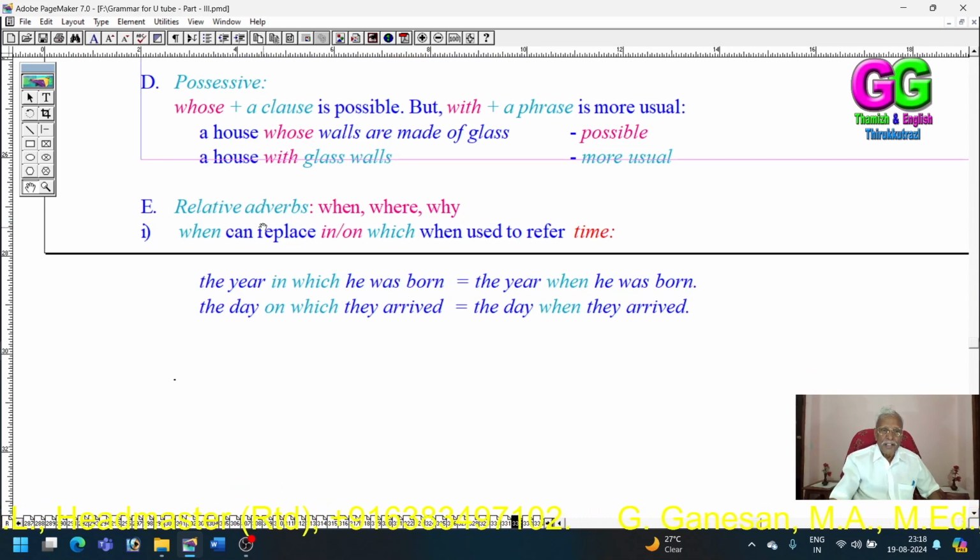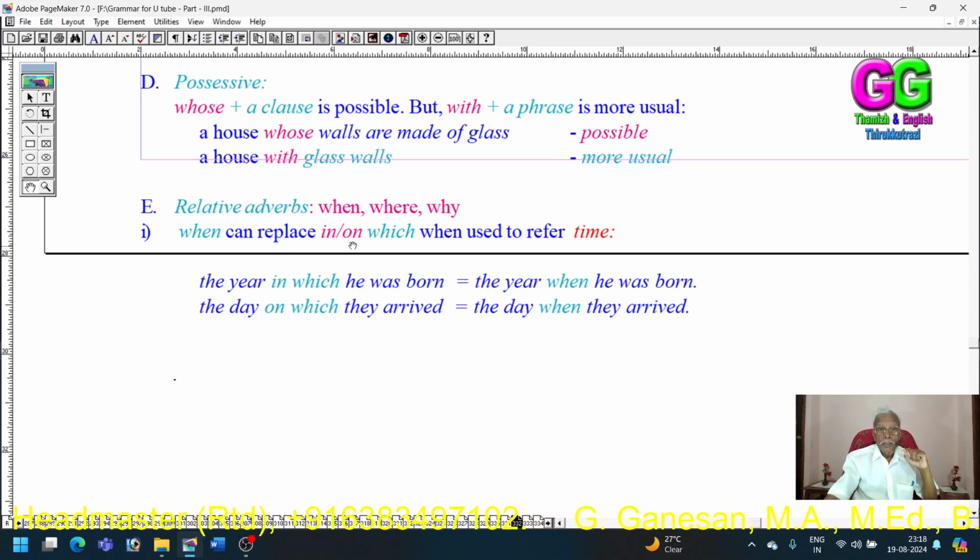Then relative adverbs. My dear students, when, where, and why can also be used in defining relative clauses. Let us see how they can be used. First, let us see where we can use when. That is, the phrase in which or on which can be replaced by the relative adverb when.